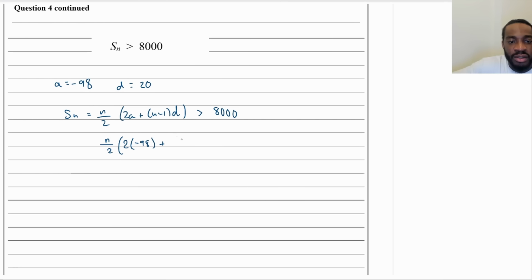plus n minus 1. I'm going to put n minus 1 there. Put the D as 20 at the front. Just nicer to look at. And this has to be greater than 8,000. So we have to solve this inequality. If I expand that, I'll get an n squared somewhere. So it's a quadratic inequality we need to solve.